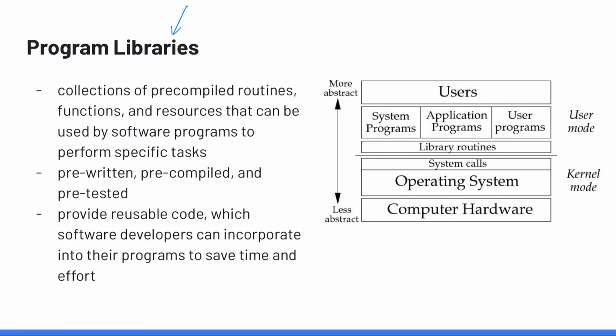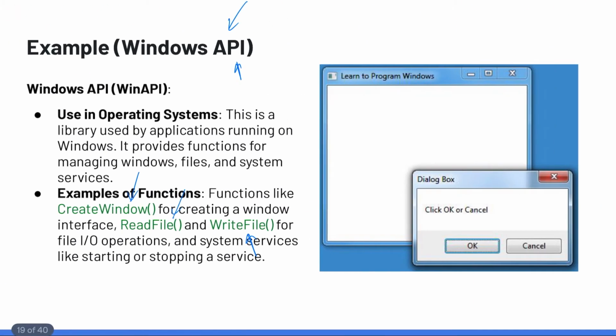Now, to give a more formal definition of what these are, they're basically precompiled routines, functions, and resources that can be used by programmers to create software programs. They're reusable, so you can take one of these blocks of code, use it in one program, and then use it in another program. And it basically saves a lot of time because you have ready-made tools that you can use to integrate your software and allow it to seamlessly work with a given operating system.